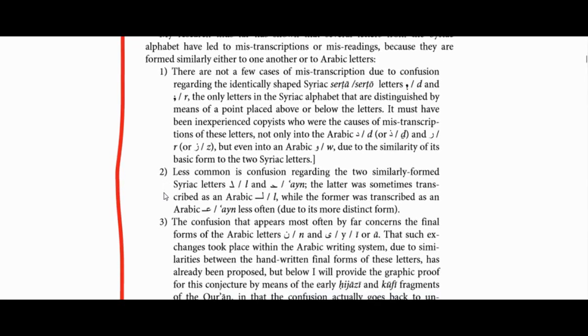Number two, "less common is confusion regarding the two similarly formed Syriac letters, the L and the Ain. The latter was sometimes transcribed as an Arabic L, while the former was transcribed as an Arabic Ain, less often due to its more distinct form." So that was another common confusion.